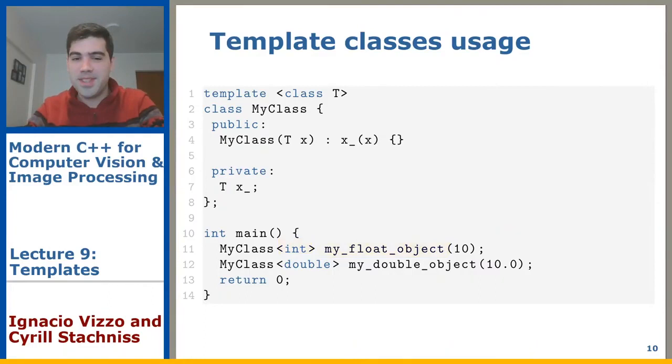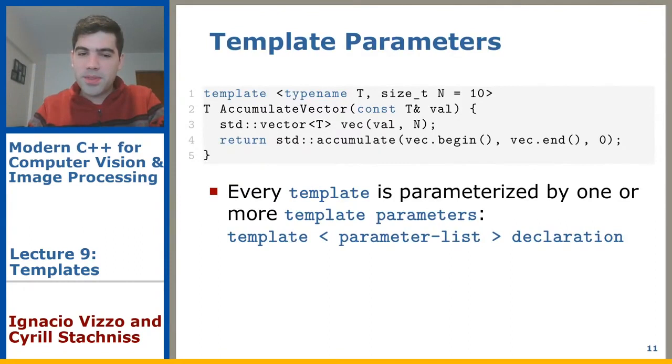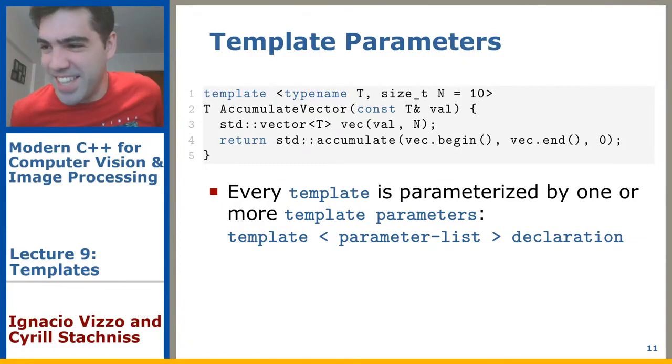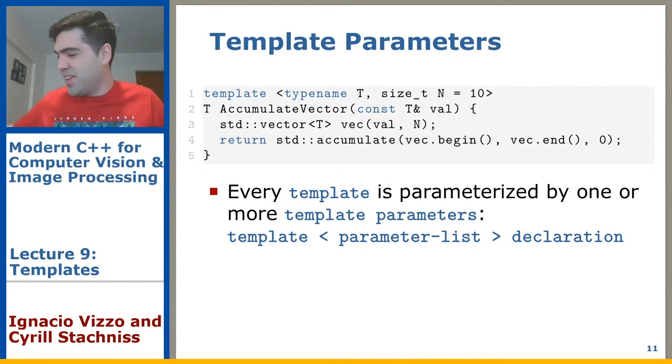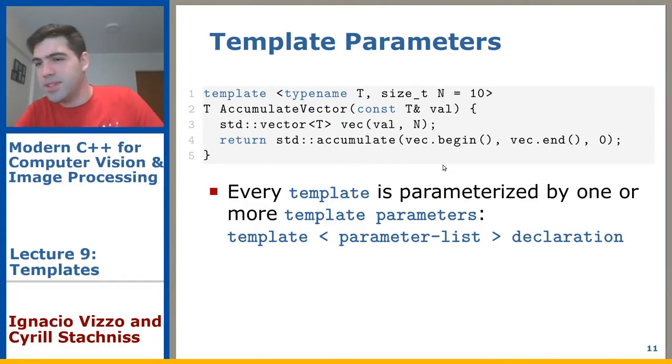And then template parameters. What is all this stuff that is going on between the angular brackets? My feeling is that these angular brackets somehow scare people. I know, because they are ugly, and this is one of the reasons people don't want to use templates at all, because of the ugly syntax, right? For me, it's just syntax, so you shouldn't worry a lot about this. Every template, whether a class or a function, is parameterized by one or more template parameters.